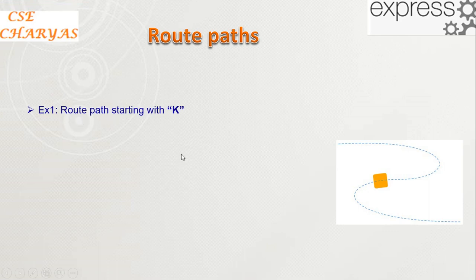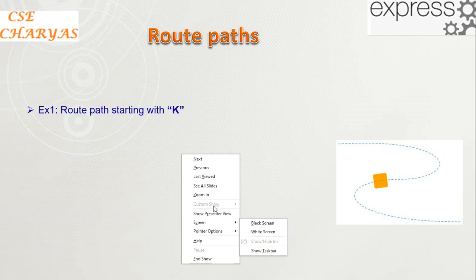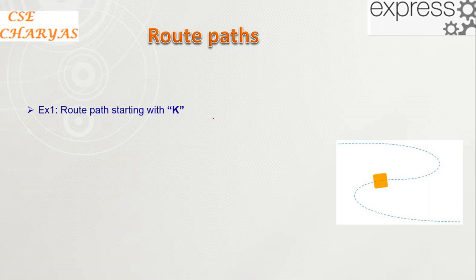A route path starting with k. This means the expression can start with a capital K. K, MIT is acceptable. K, M is also acceptable. K, M, E, C is also acceptable. Let me show it hands-on.